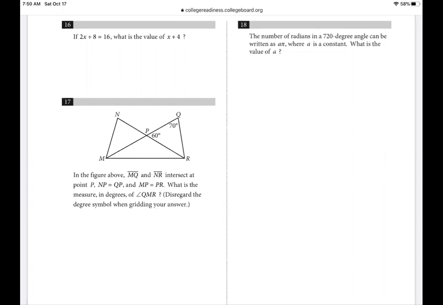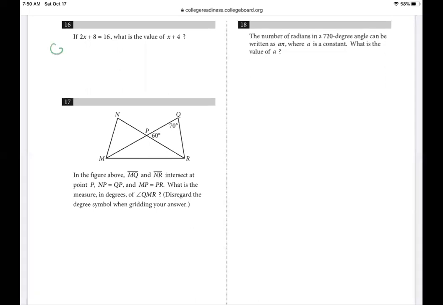For the first one, number 16, the hint would be to find the GCF, the greatest common factor of 2x plus 8, and factor it out. For number 17, the hint would be to acknowledge vertical angles. And in addition to that, to know that the 3 angles in any triangle always add up to 180 degrees. And for number 18, the hint is that pi radians equals 180 degrees.